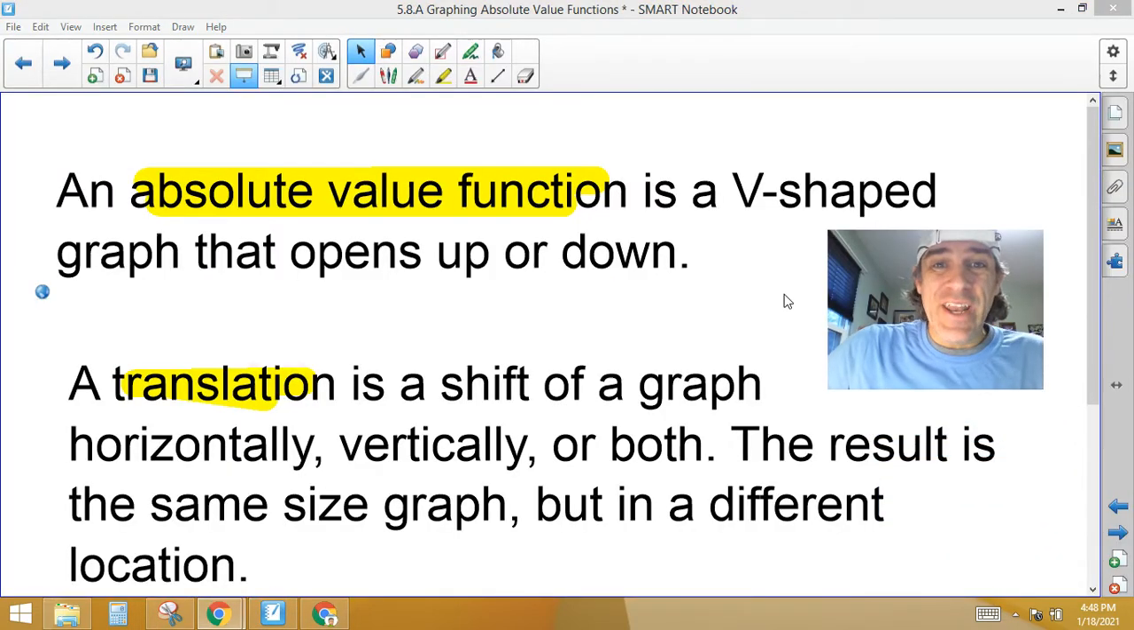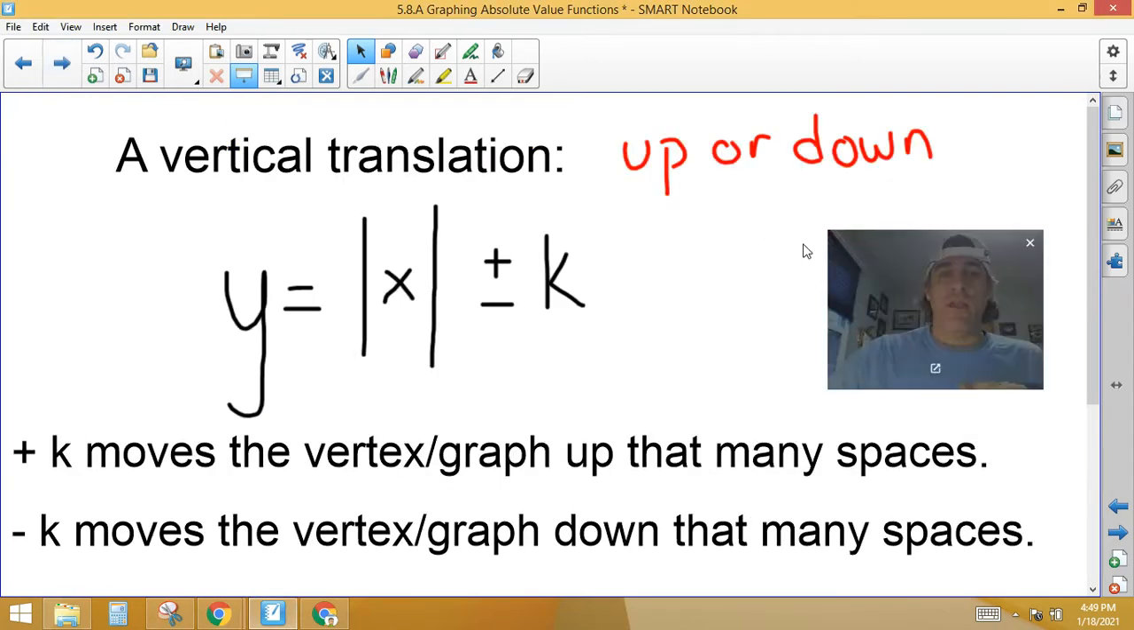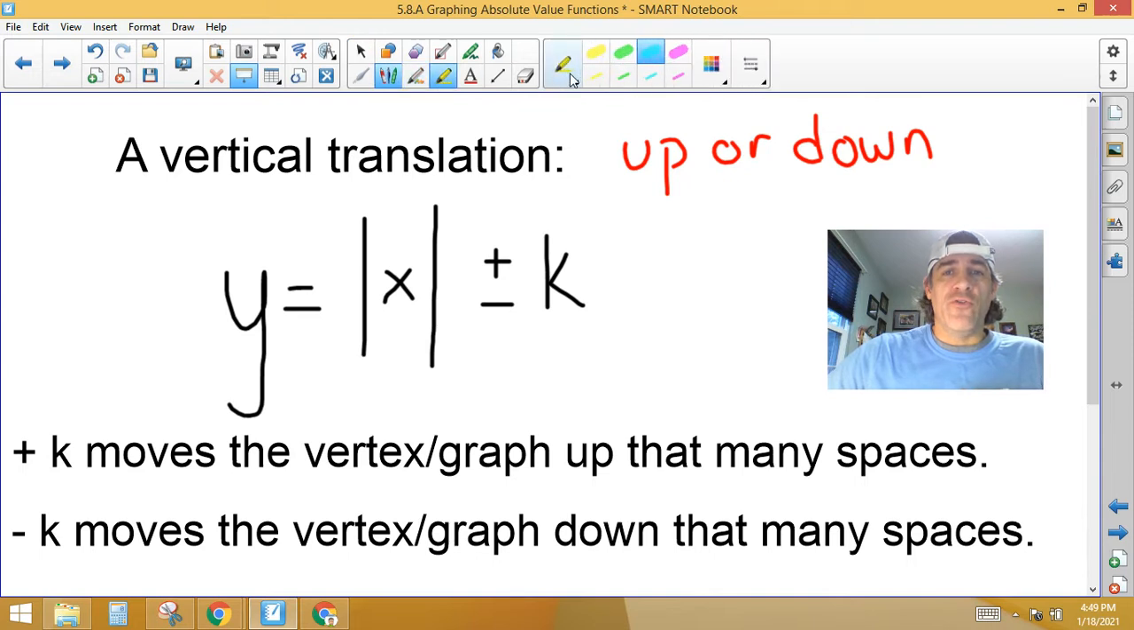Now, a translation is when you shift or just move the graph. We either shift it horizontally, side to side, or vertically, up or down. Could be both. So that V just moves its location. The result is the same size graph. It looks the same, with the same angles, but it's just in a different location. These are the different ways to translate it. It's very important that you pay close attention. Jot this stuff down.